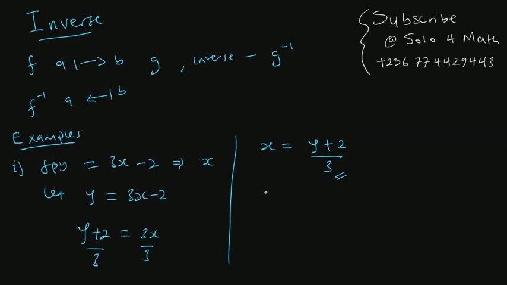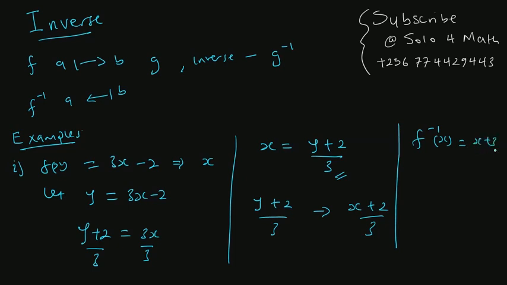Now, that is not all. Remember, our function was given in x, so we have to take it back to x. So when we replace y with x, it becomes x plus 2 over 3. And then we say that that is our inverse of the function, f inverse of x equals x plus 2 over 3.